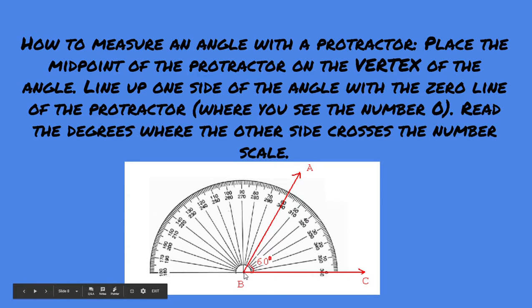So here in this example we have two rays BA and BC, the vertex being B. Now imagine we do not know the measurement of this angle. How do you measure this? Just place this protractor such that the zero line of the protractor coincides with one ray and check where the other ray falls on the protractor. See, the ray BA falls at 60 degrees on the protractor. So the measurement of this angle is 60 degrees.